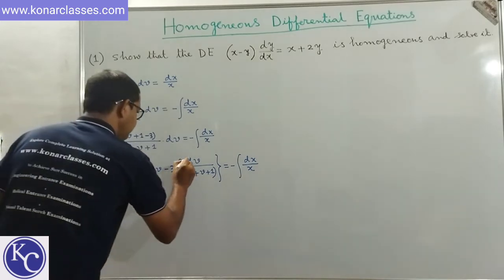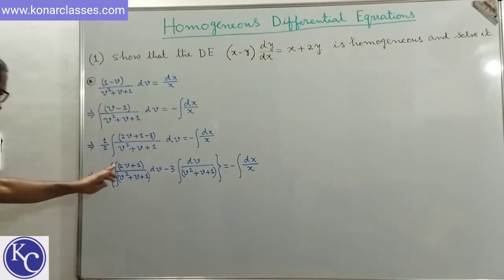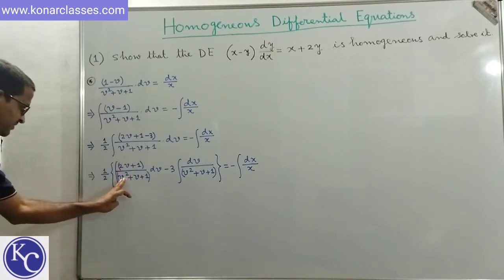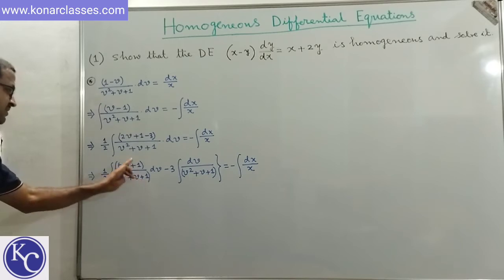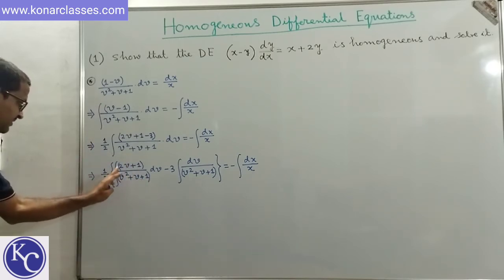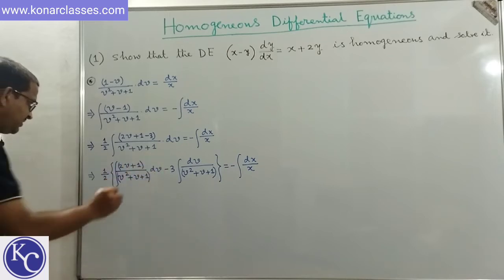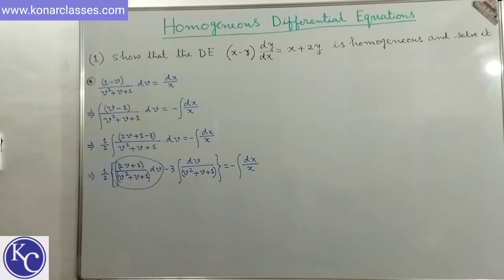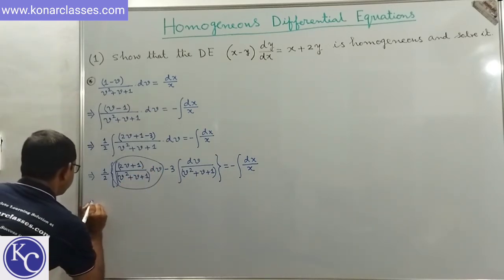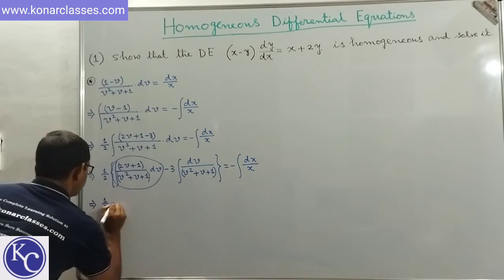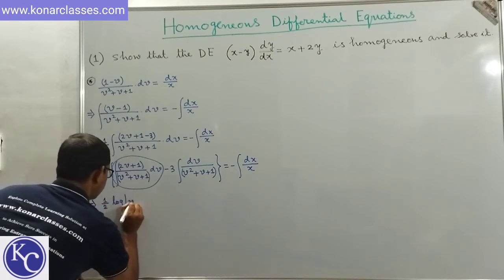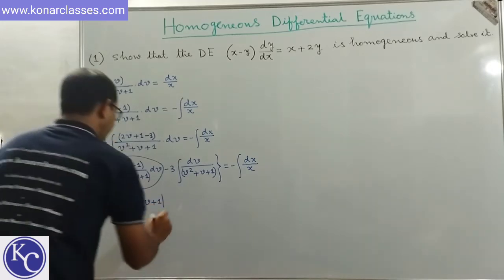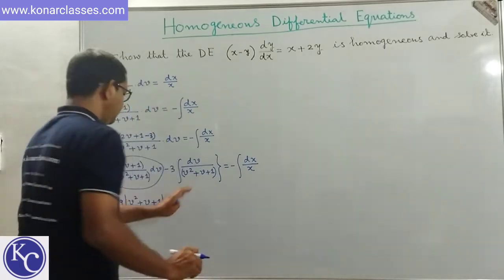You can give brackets also. What is the integration of (2v + 1)/(v² + v + 1)? As the differentiation of the denominator is in the numerator, we can directly say that this entire integration is nothing but log|v² + v + 1|. So from here we can write, dear students, 1/2 log|v² + v + 1| minus 3 into, this is very important.